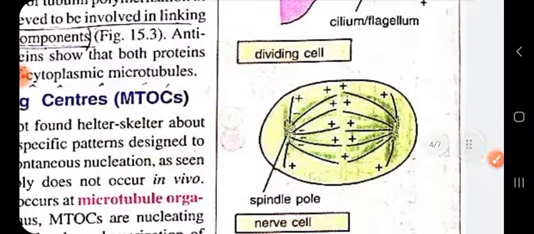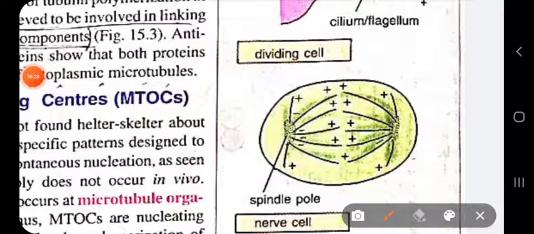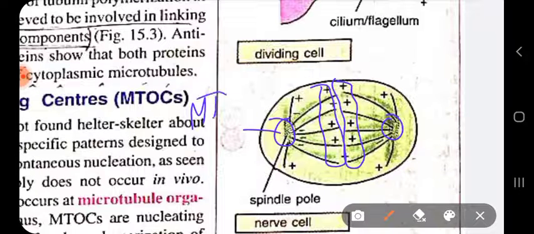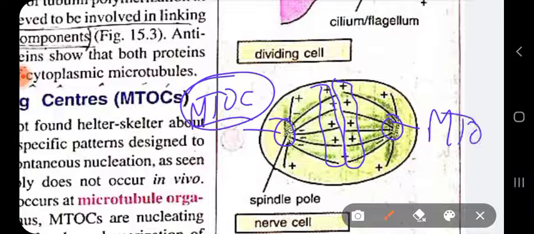Okay, this is a normal dividing cell. We have drawn diagrams many times in our junior classes when we studied mitosis or meiosis. So the positive ends are these ends, where the chromosome arms are attached. The centrosomes are attached. But the negative ends, the minus or slow growing ends, are actually assembled by the microtubule organizing centers, right?